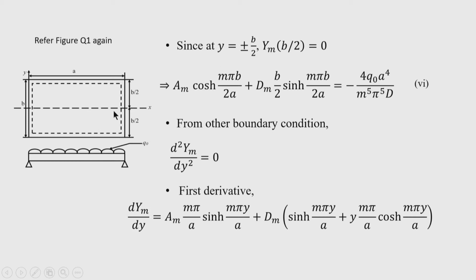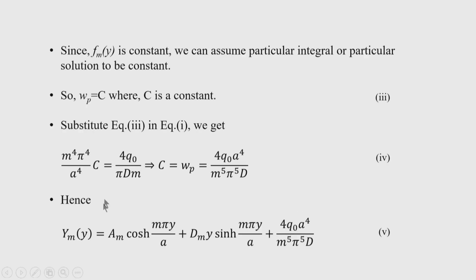Since at y is equal to plus or minus b by 2, when y is equal to plus b by 2, that means this edge, or minus b by 2 is this edge, then the boundary condition is the same. So, first applying the boundary condition on this edge y is equal to b by 2 on deflection. Okay. So, the deflection series, that means this expression will come, and when you substitute y is equal to b by 2, this function will be 0 of course, because at y is equal to b by 2 your deflection is 0. So, y m is 0.